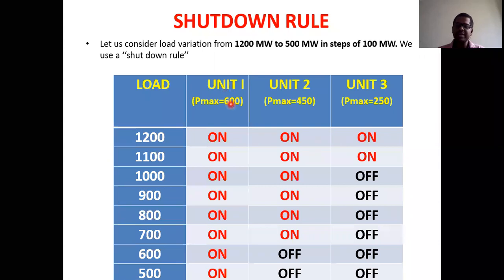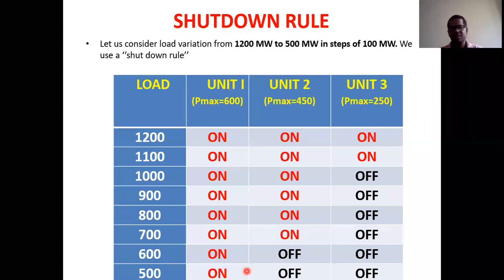So unit 1 alone can generate 600 megawatts and it can meet the load requirement. So that's why in this case, in order to meet 600 megawatts, it is enough to put your unit 1 in on condition. What about the remaining units? They are in off condition. Your unit 2 is in off condition, your unit 3 is also in off condition.